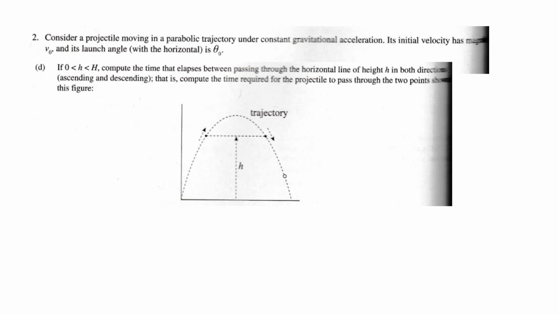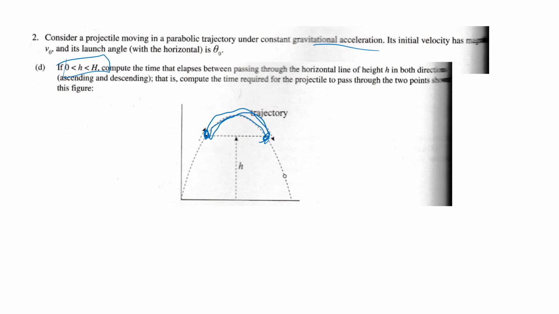All right, one more. So we got a projectile with a parabolic trajectory under constant gravitational acceleration. Its initial velocity has a, sorry, it's the same thing. If h is between there and there, so you're not at the top yet, compute the time that elapses between passing through the horizontal line of height h in both directions, ascending and descending. That is, compute the time required for the projectile to pass through the 2 points. All right, so we've got this point and this point. How long does it take to go from there to there?